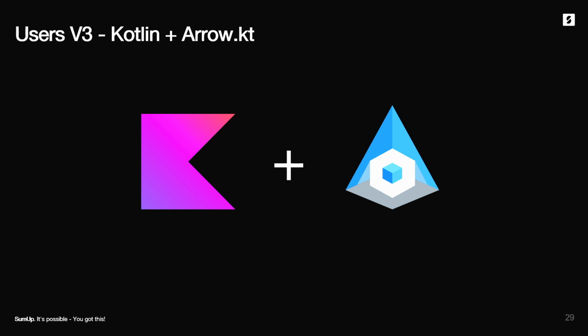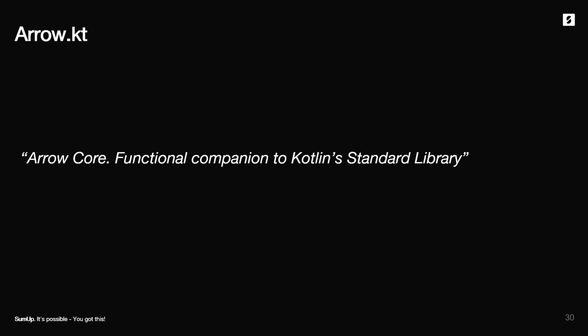Here comes Arrow. Arrow-kt is just a functional companion to Kotlin's standard library. They've got a few modules. Arrow-core is one of them. It brings things like Either, Validated, Option. It has a few nice extensions to the Iterable interface in Kotlin as well. So let's focus on Either and how it can help us with error handling.